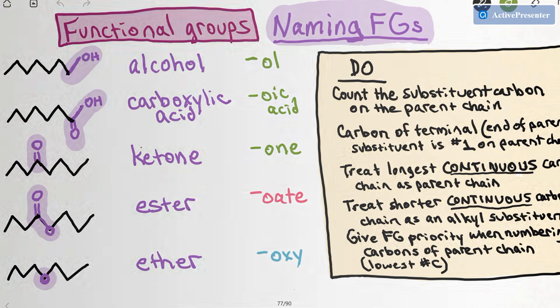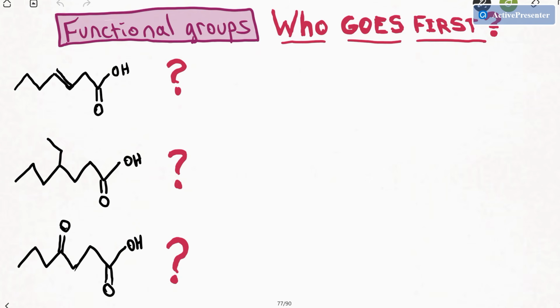Okay? So now that we've gotten that out of the way, what do we do in cases like these? Let's look at this first one right here. As you can see here, this has a carboxylic acid group on it in the front. But what else does this molecule have? It has this double bond here as well, right? So when we go to prioritize, who goes first? Which one do we prioritize first?